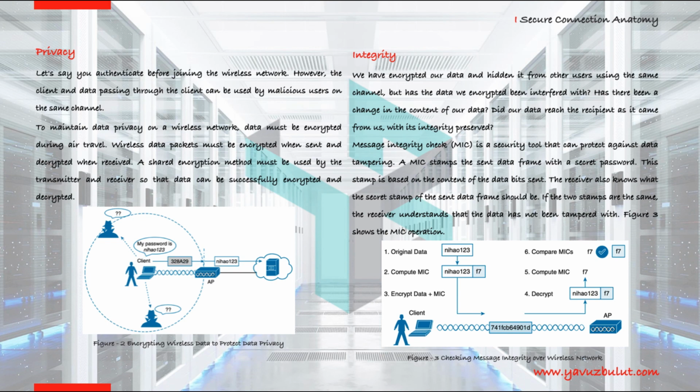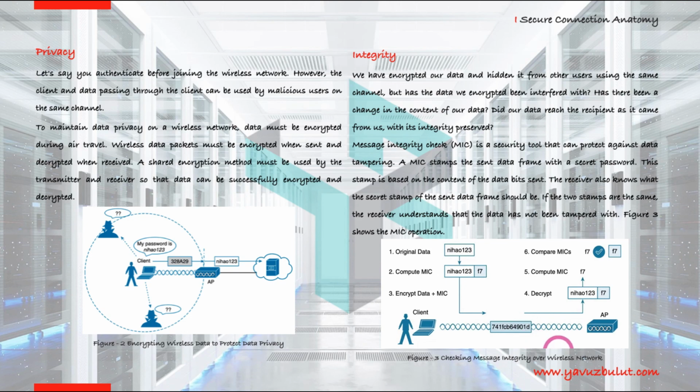A message integrity check adds a hidden password stamp to the sent data frames, which is based on the contents of the bits sent. The recipient knows what the hidden stamp of the sent data frame should be. If the two stamps are the same, the recipient knows that the data has not been tampered with. The figure here shows an example of this.